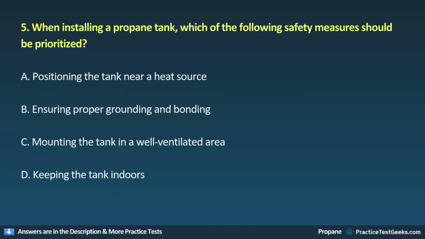5. When installing a propane tank, which of the following safety measures should be prioritized? A. Positioning the tank near a heat source. B. Ensuring proper grounding and bonding. C. Mounting the tank in a well-ventilated area. D. Keeping the tank indoors.